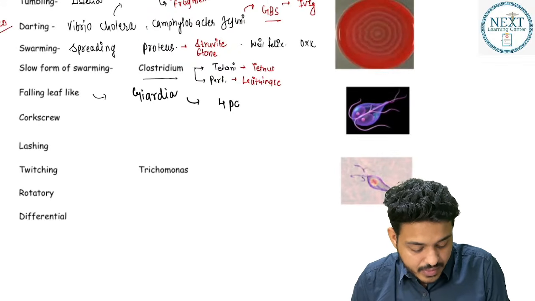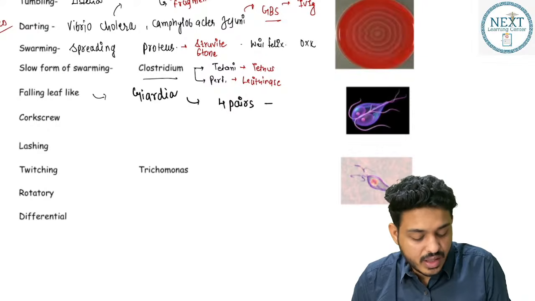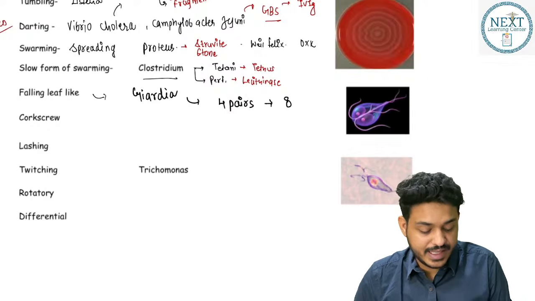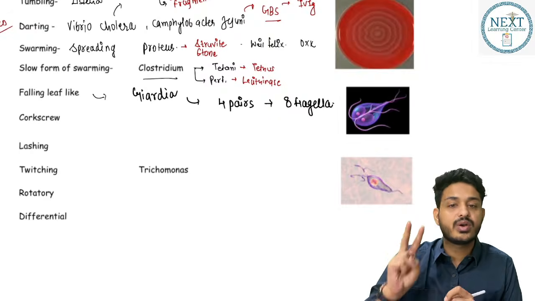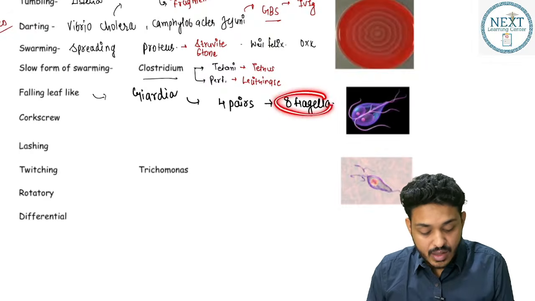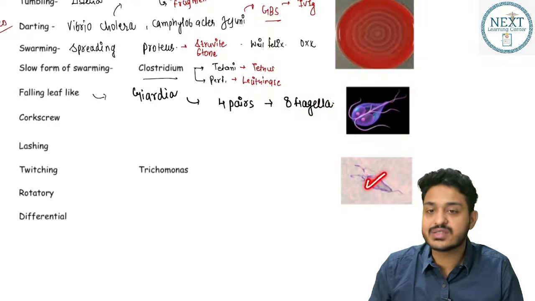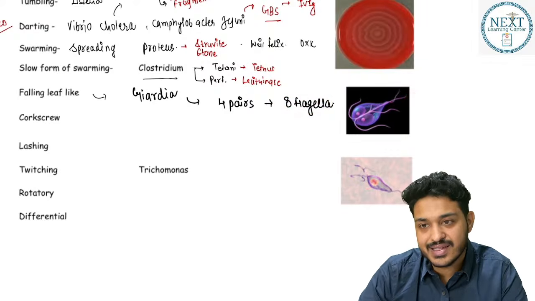This is going to have 4 pairs of flagella, or total is going to be what? Total 8 flagella are going to be there. So this is important. Only two important flagellate organisms you can remember. One is going to be this particular one. Another one is going to be Trichomonas vaginalis, right?